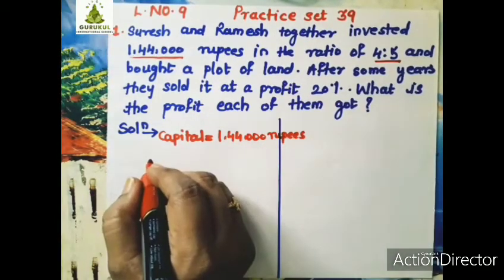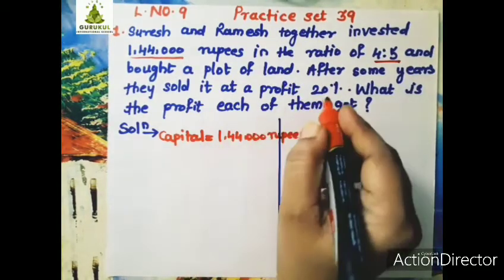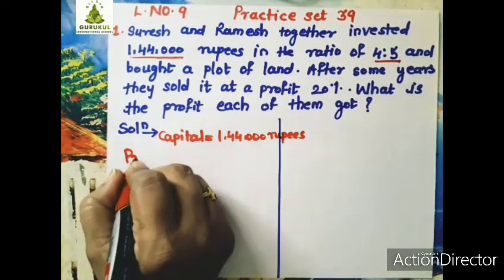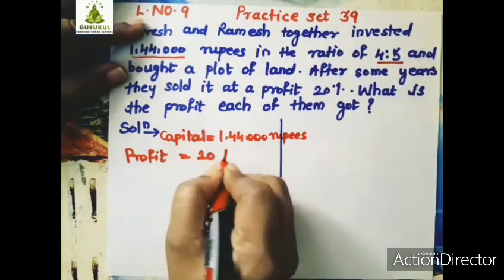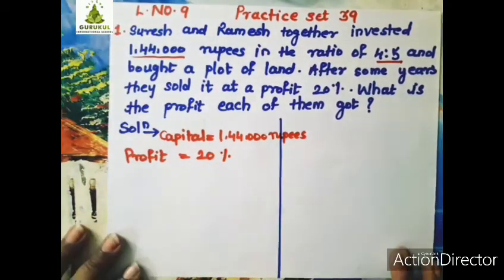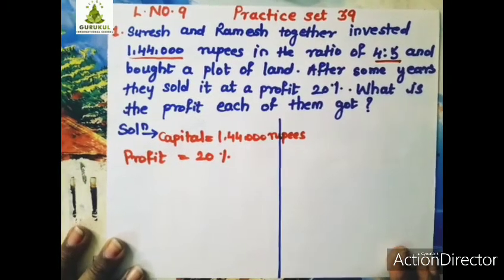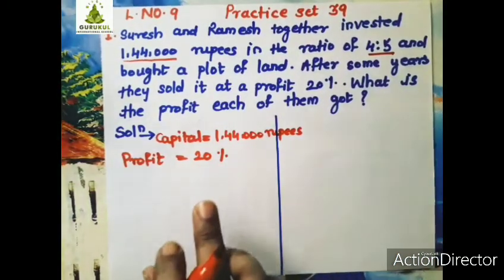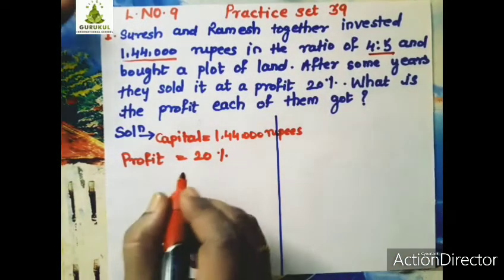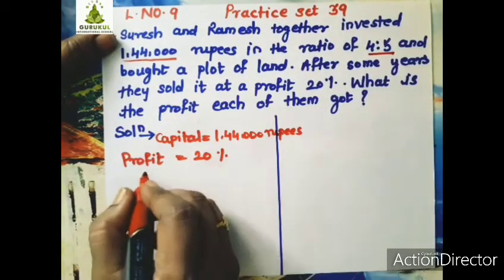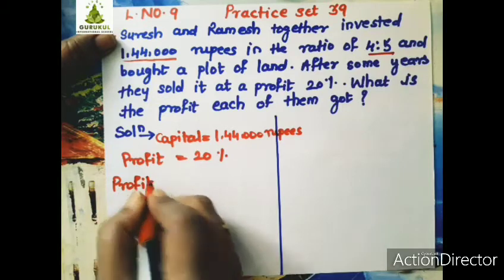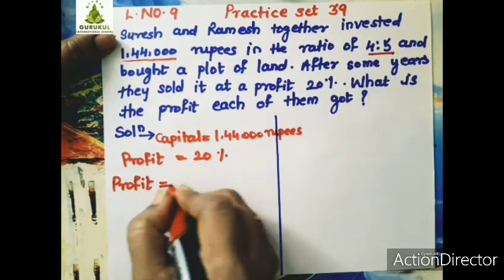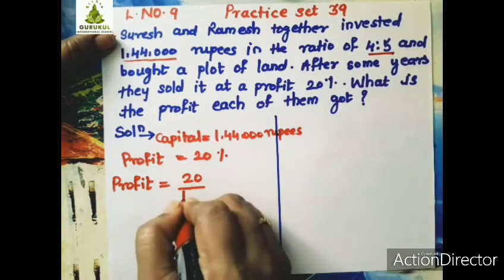Capital is, and then what is the profit by which they sold it? Profit is 20%. So we don't know exactly how much the profit is. 20% they have given, so we have to find out the profit first. Profit means 20% means what? For 100 rupees, 20 rupees is the profit, that is 20 upon 100.